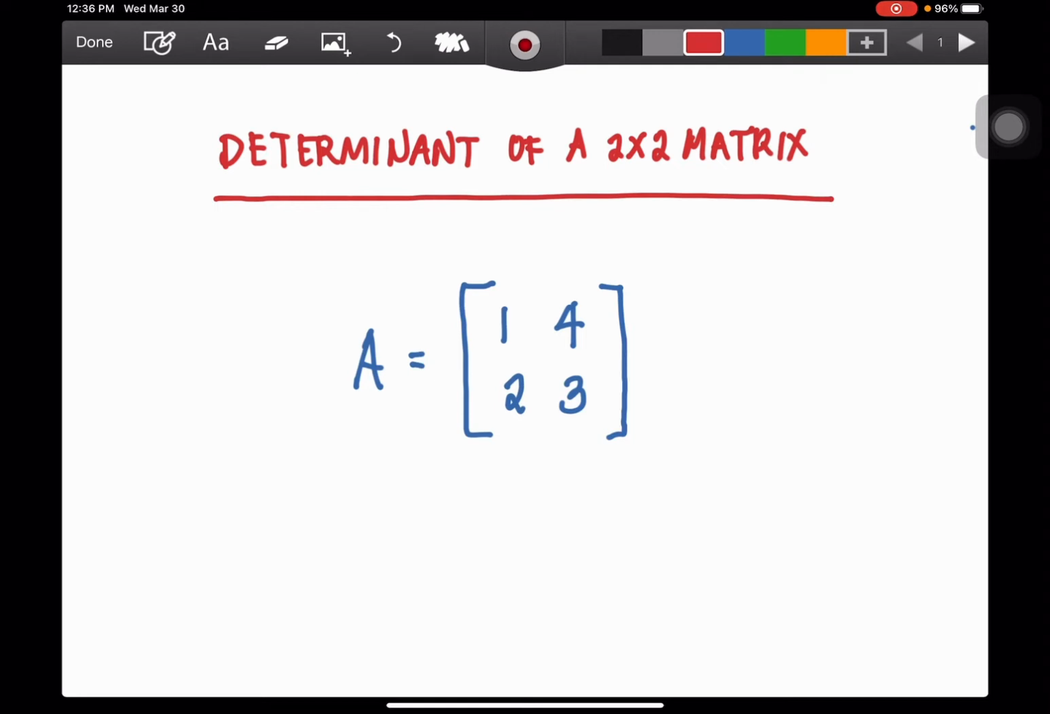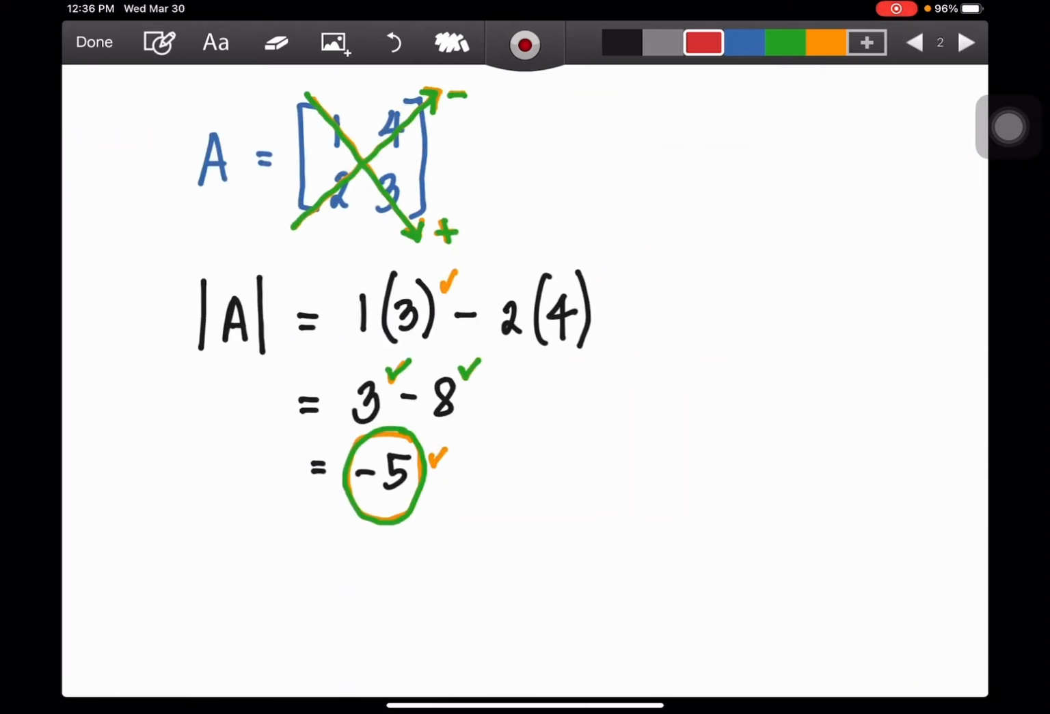We're going to discuss today how we get the determinant of a 2 by 2 matrix. So suppose we are given the matrix A here. We have 1, 4, 2, and 3. What we're going to do is simply write down the absolute value of A. That's the notation of finding the determinant of a matrix.